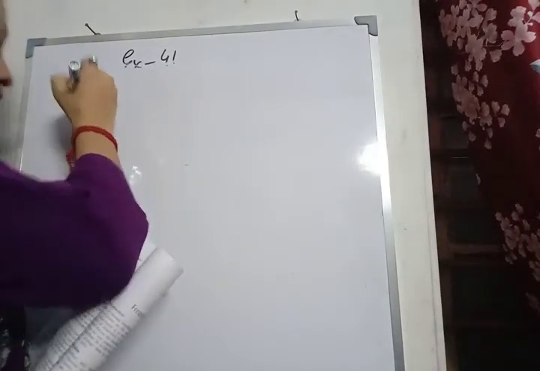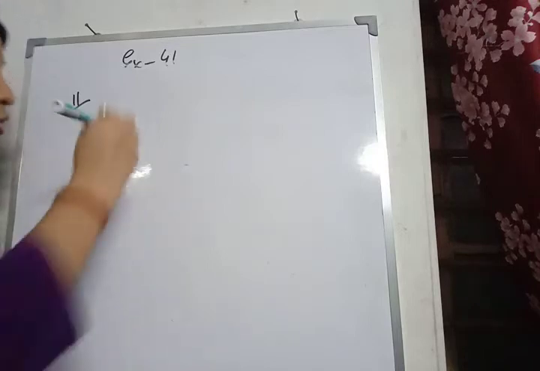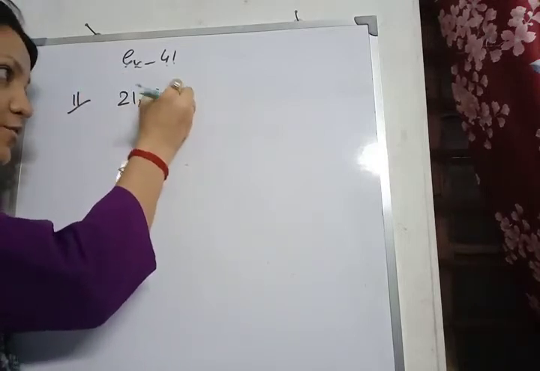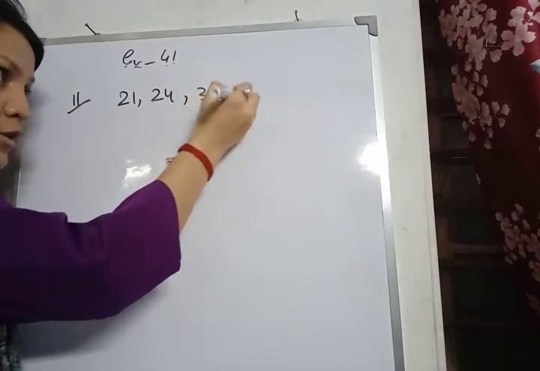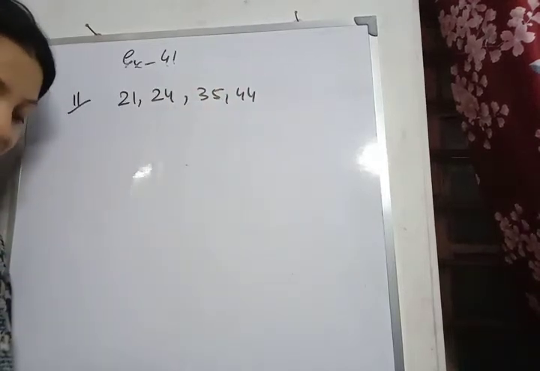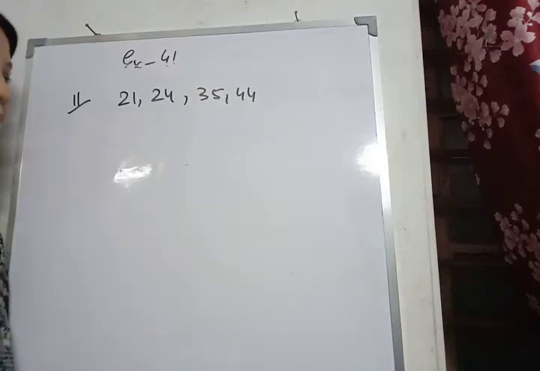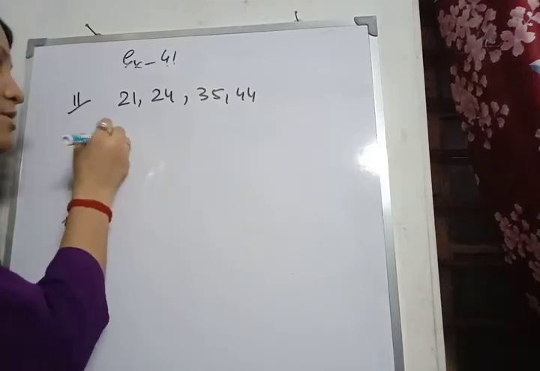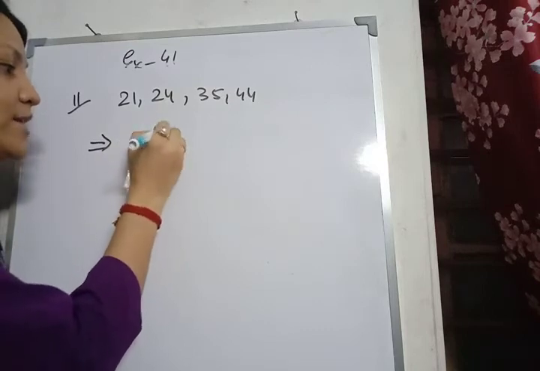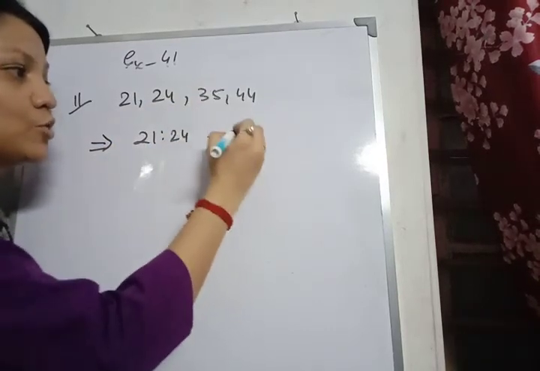Then next one is sum number 11. The sum has two parts. First one, 21, 24, 35, 44. Are 21, 24, 35, 44 in proportion? We have to check whether they are in proportion or not. If not, then we have to find out the fourth term when they will be in proportion. So first we are going to check whether these terms are in proportion or not.